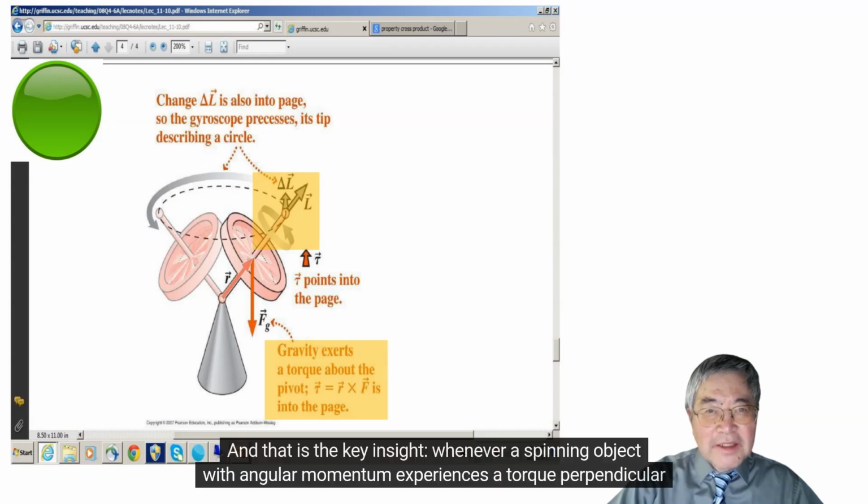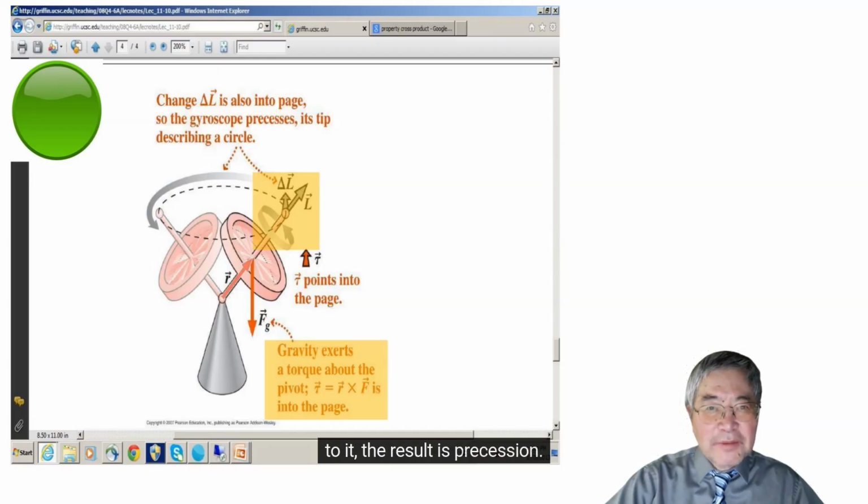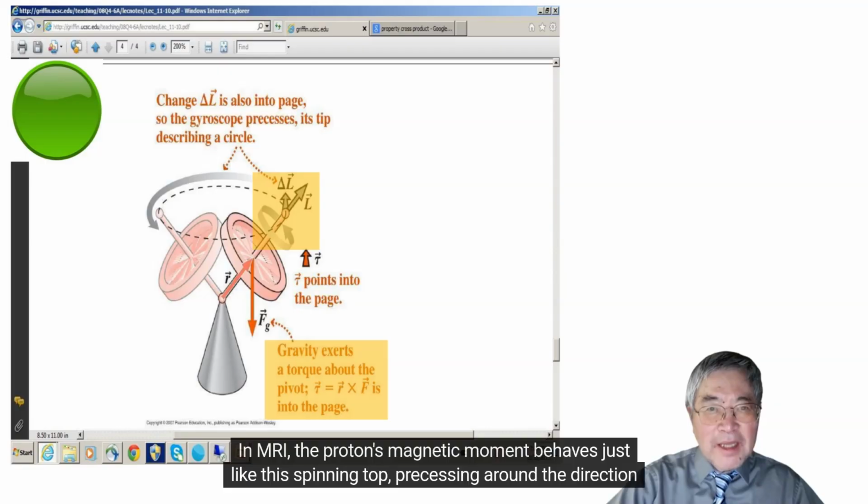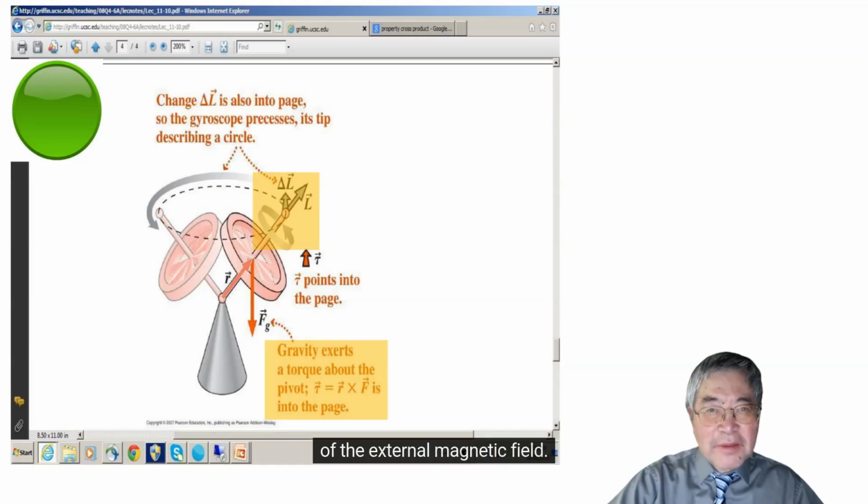And that is the key insight. Whenever a spinning object with angular momentum experiences a torque perpendicular to it, the result is precession. In MRI, the proton's magnetic moment behaves just like this spinning top, precessing around the direction of the external magnetic field.